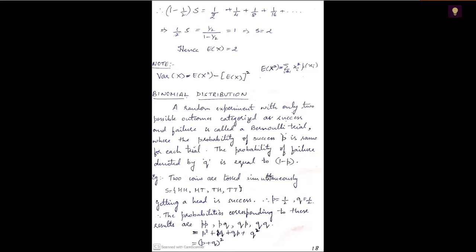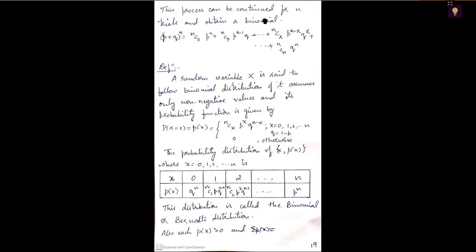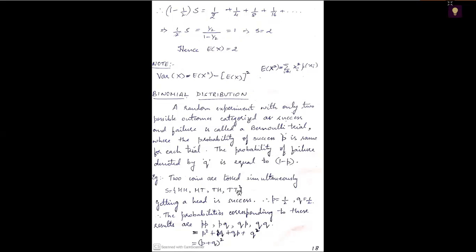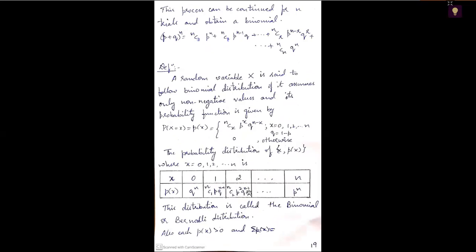Now if I take, for example, n trials, here only two coins were tossed, so n will be equal to 2. Here the process can be continued for n trials and obtain the binomial, that is P plus Q the whole to the power n, equal to NC0 P to the power n plus NC1 P power n minus 1 Q. Here the power of P reduces and the power of Q keeps on increasing, and you have the coefficients NC0, NC1 and so on. And you already know how to evaluate these values, NC0, NC1, NC2 and so on. That is NCR is given by n factorial by n minus r factorial into r factorial.